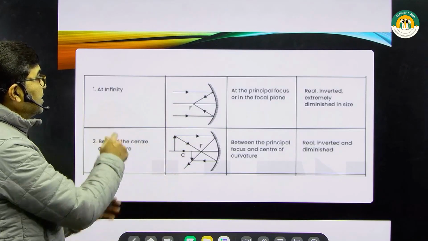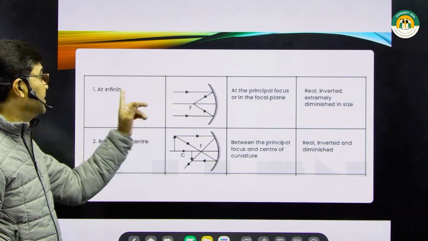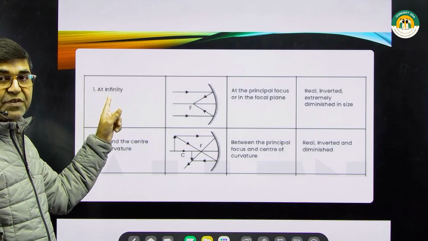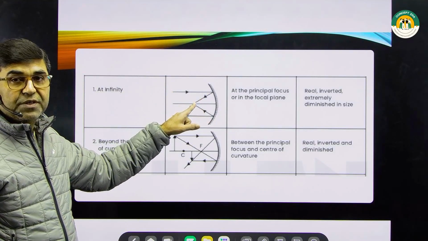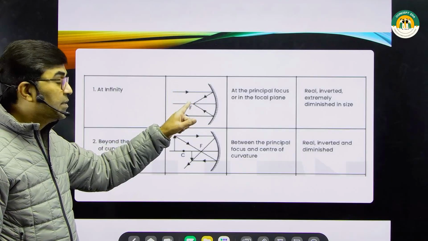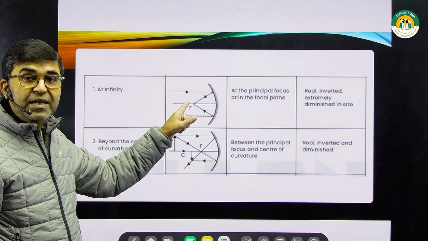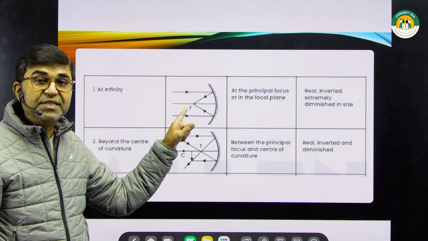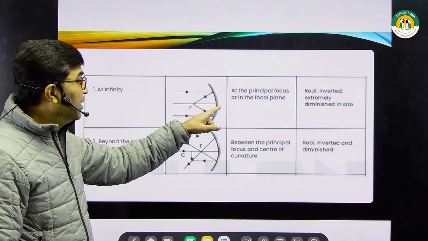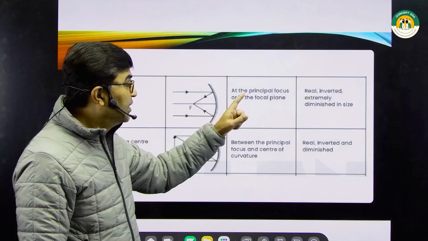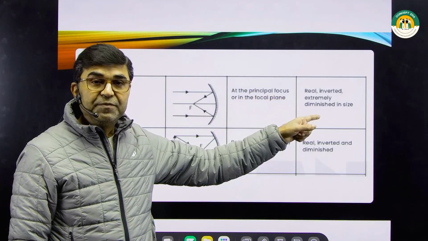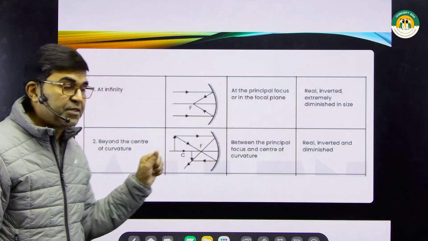Now, the first case in the concave mirrors is when the object is at infinity. Then the image is always formed at the focus. The size of the image is highly diminished. You can say point sized. And the image will be formed at the principal focus, and the image will be real, inverted and highly diminished.